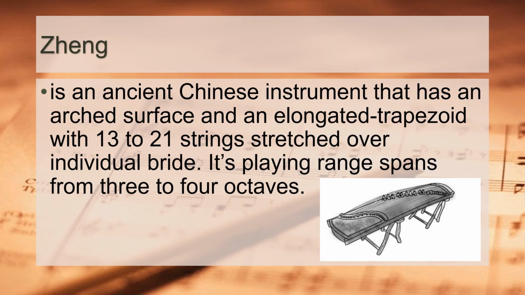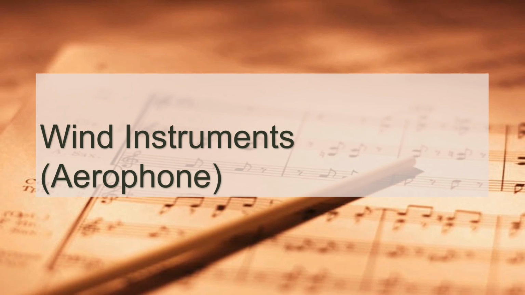We have zheng. Ang zheng naman is an ancient Chinese instrument that has an arched surface and an elongated trapezoid with 13 to 21 strings stretched over individual bridges. So its playing range spans from 3 to 4 octaves. Alright, let's move on.